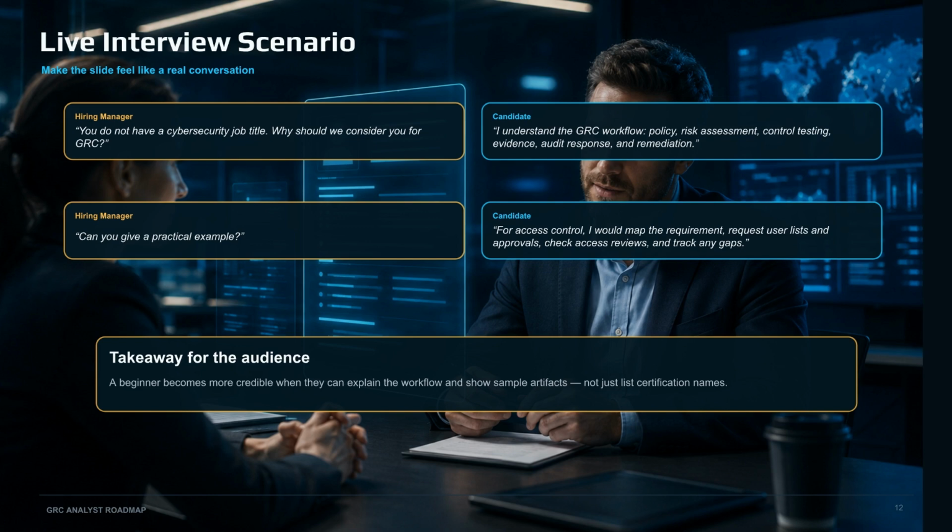I have also created practical GRC portfolio projects. The hiring manager may then ask, "Can you provide an example?" The candidate could respond, "For an access control review, I would first identify the applicable requirement and related control. I would then request the current user list, access approvals, periodic access review evidence, and account removal records. Any missing or inconsistent evidence would be documented and tracked with the responsible owner."